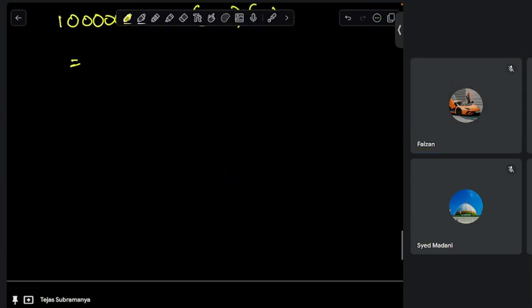You do: x square plus 3 by x, the whole to the power 4.